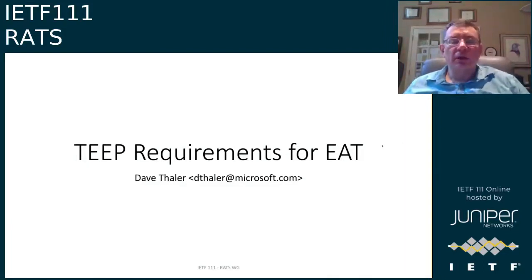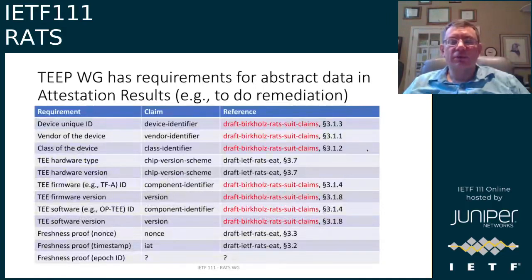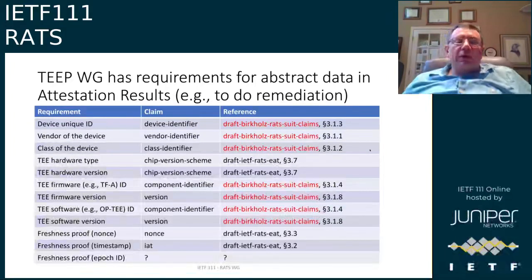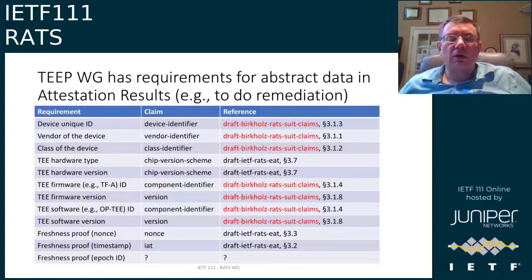Cool. So this is requirements for the RATS working group specific to the EAT category of stuff from the TEEP working group. The TEEP working group has a set of requirements that have gone through working group last call and just got submitted to the IESG, which are the abstract requirements. And then the protocol document, which is still in progress, maps the requirements to what is currently listed in various EAT specs. And so what's on the screen here is not what's in there.